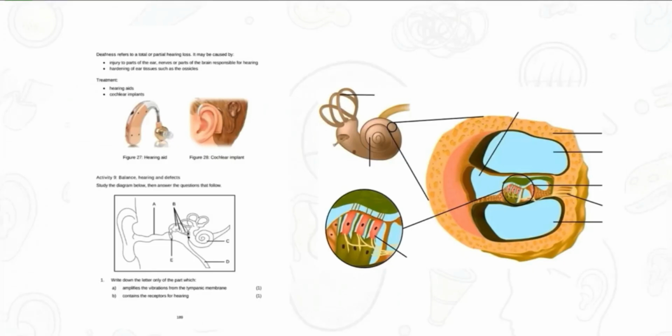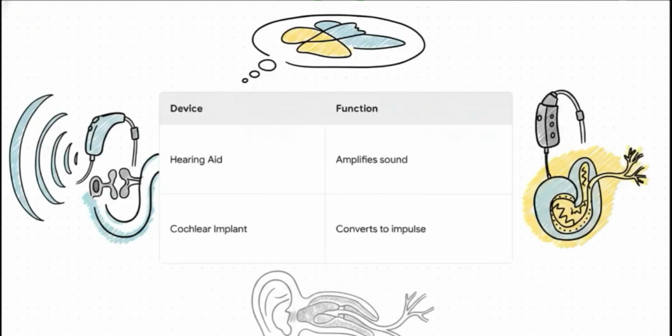Luckily, modern medicine offers some absolutely incredible technological fixes for deafness. By comparing our natural anatomy with modern devices, we can see two primary solutions: exterior hearing aids and surgical cochlear implants. So how do they differ? Well, think of a hearing aid as an artificial middle ear that boosts sound. It receives, transmits, and amplifies sound vibrations before sending them down the auditory canal.